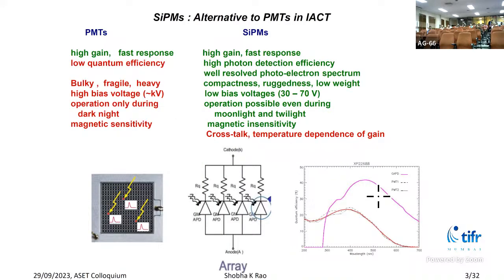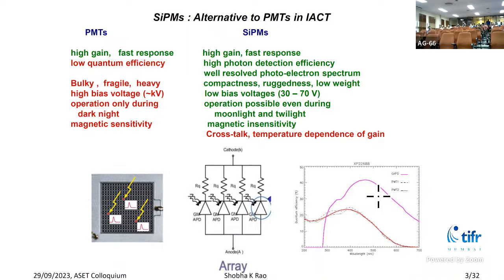Now, as I mentioned, PMTs are used in this camera, but now slowly SiPMs are replacing PMTs. SiPMs are basically reverse bias PN junctions, and they are operated in breakdown mode. So the bias voltage applied is a few volts above the breakdown voltage, and whenever an optical photon is incident, it generates an avalanche, and that's how it gives rise to a pulse.